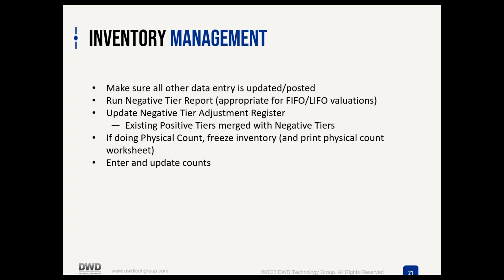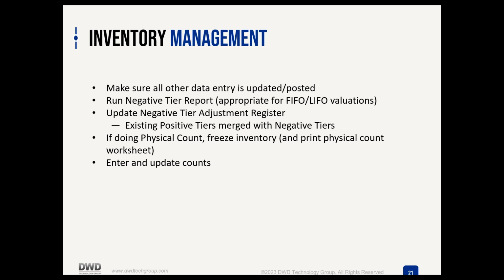In the period end folder in inventory, there is a functionality that is called the negative tier report and the negative tier adjustment register. Many people are like, what is this? How does this work? Why is it here? In Sage 100, if you are using a tier-based inventory valuation method, in other words, FIFO, LIFO, lot costing, or serialized costing, it is possible with some of these costing methods that we can drop our inventory into a negative situation.